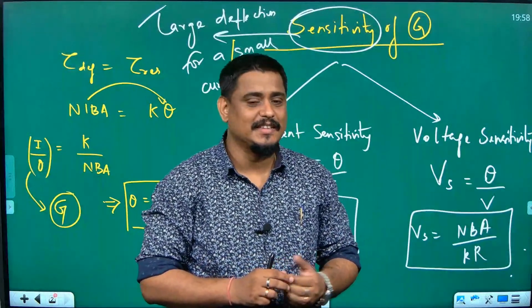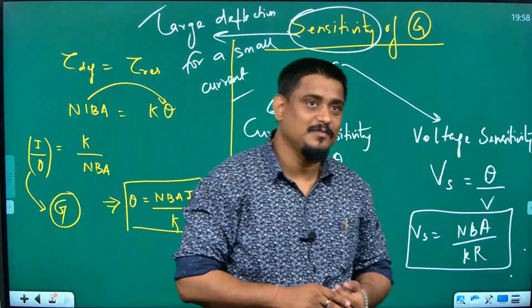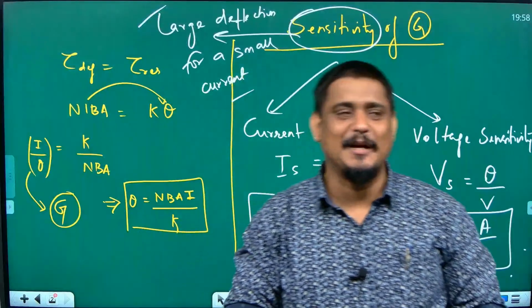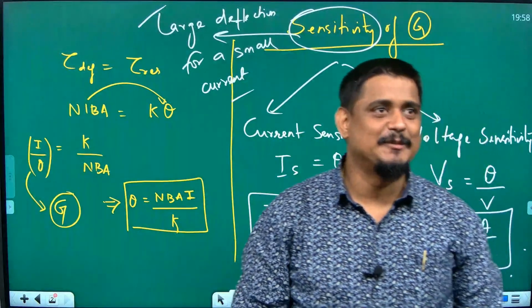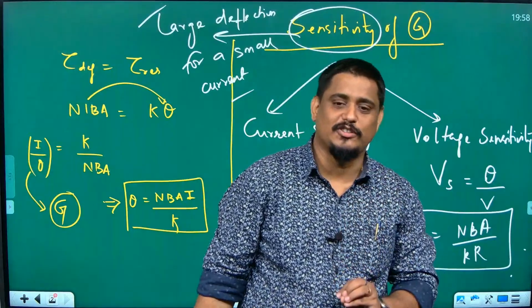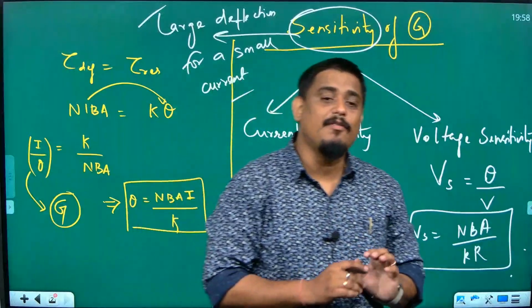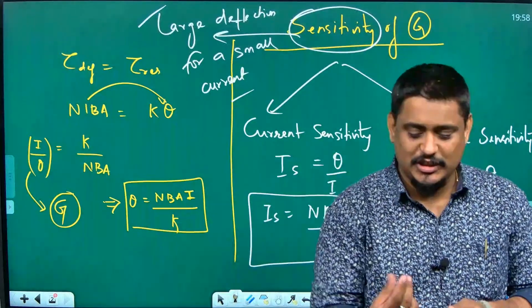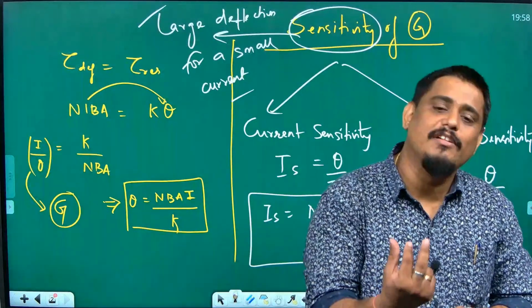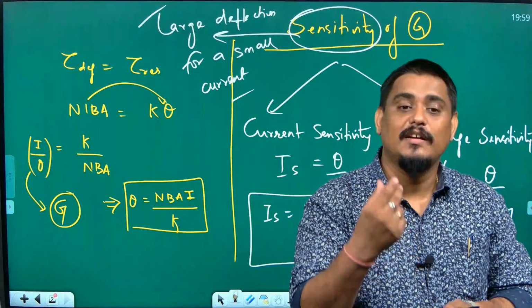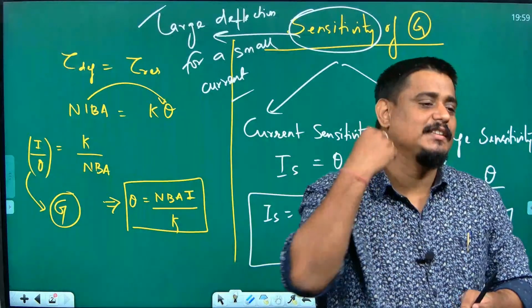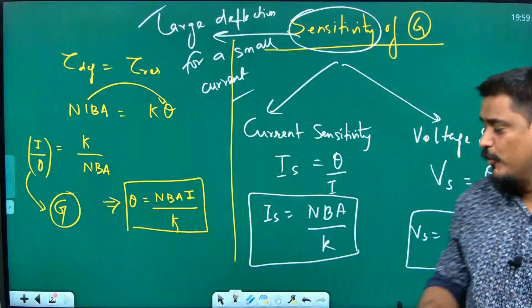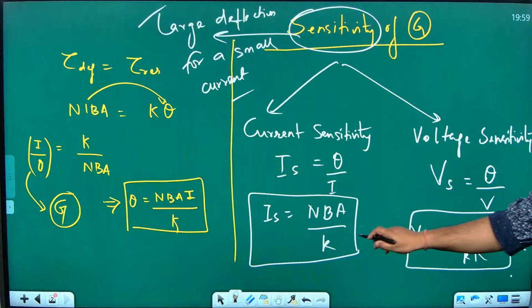What remains? K. Spring with less kappa, or torsion constant. So, whenever we want to increase the sensitivity, the spring is there, no? That alone we will change to a spring with a lower torsion constant. And what wire has less torsion constant? Any idea?